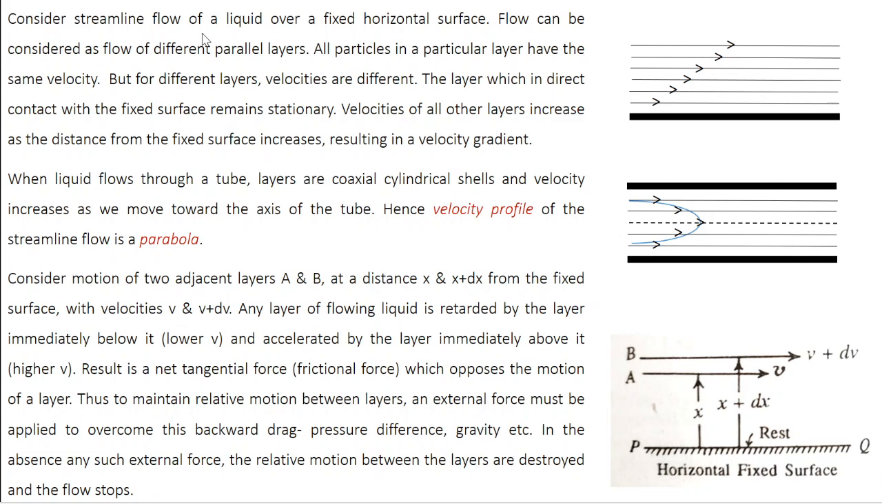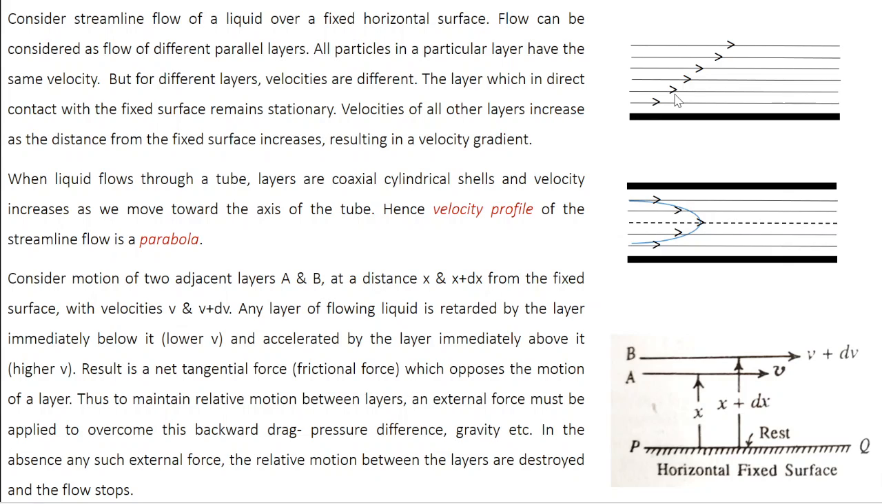Now consider the streamline flow of a liquid over a fixed horizontal surface. Here the thick line is the fixed horizontal surface, which is at rest. As I said, flow can be considered as flow of different parallel layers. All the particles in a particular layer have the same velocity. But if you consider different layers, the velocities are different. Typically, the layer which is in direct contact with the fixed surface remains stationary. This is because there is very high adhesive force between the liquid molecules and the surface, and because of that, the layer in direct contact with the fixed surface is stationary.